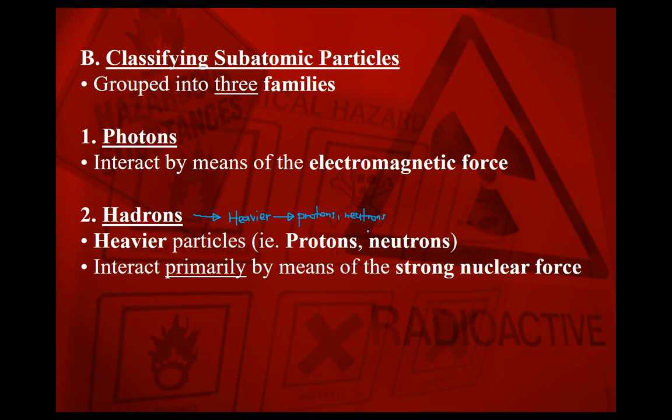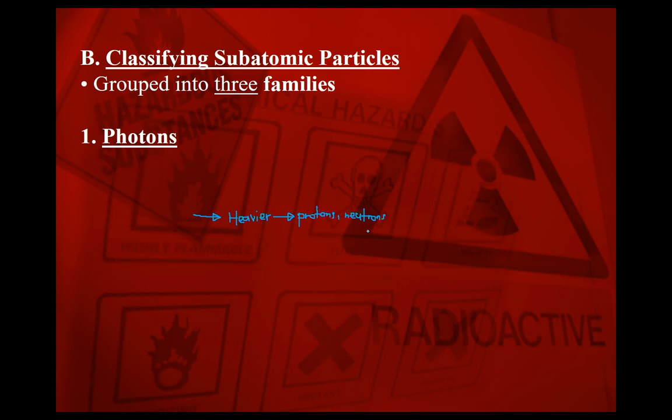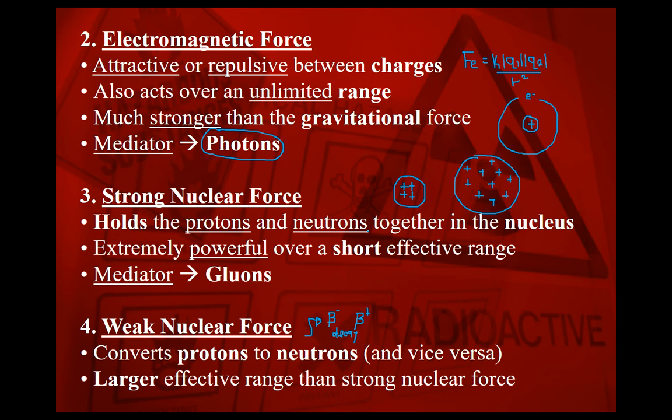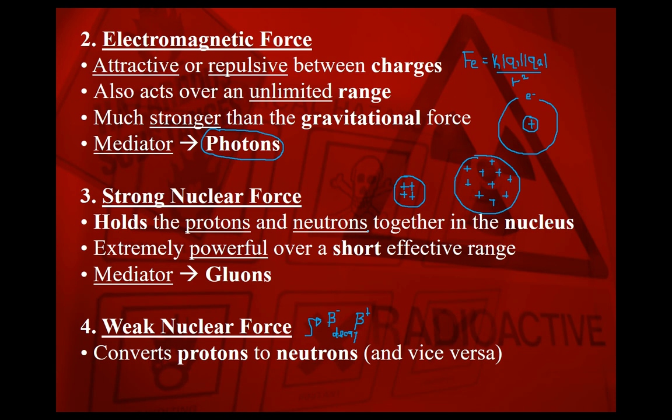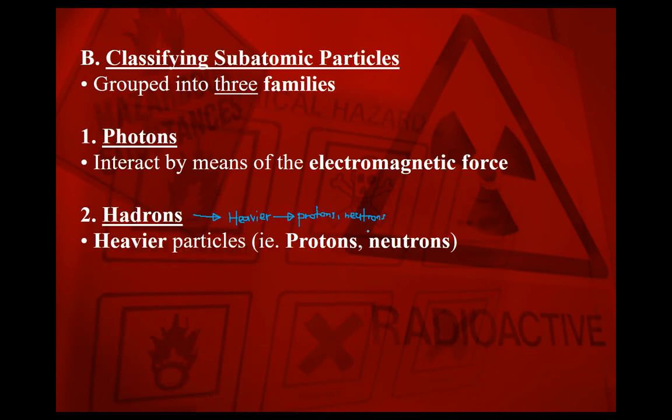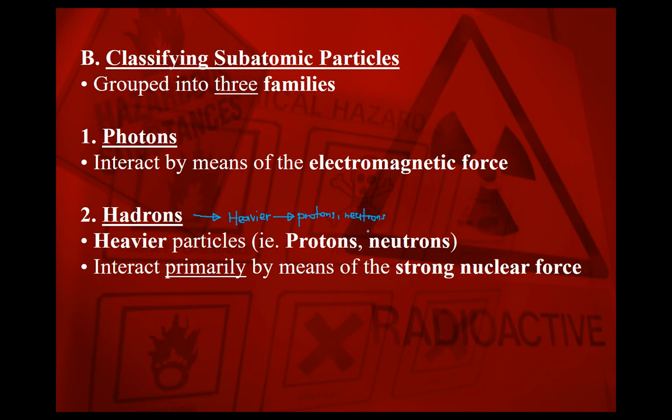Okay, so why do they interact by means of the strong nuclear force? Let's go back to our fundamental force, the strong nuclear one. What does a strong nuclear force do? It's the glue that holds protons and neutrons together. The mediating particle for the strong nuclear force is a gluon, and a gluon is responsible for making protons and neutrons interact so that they are held together. Therefore, hadrons interact primarily by means of the strong nuclear force.